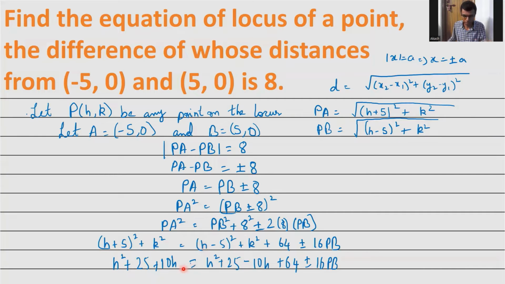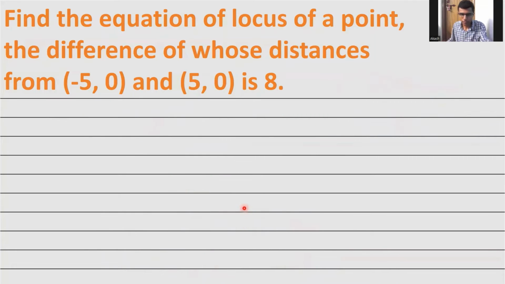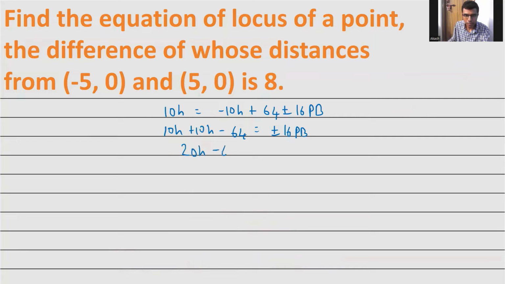So I'm going to the next page. I'd write 10H is equal to minus 10H plus 64 plus or minus 16 PB. Now, I'm going to get this minus 10H and 64 to this side. So I get 10H plus 10H minus 64 is equal to plus or minus 16 PB. Now, 10H plus 10H would be 20H, so 20H minus 64 is equal to plus or minus 16 PB.